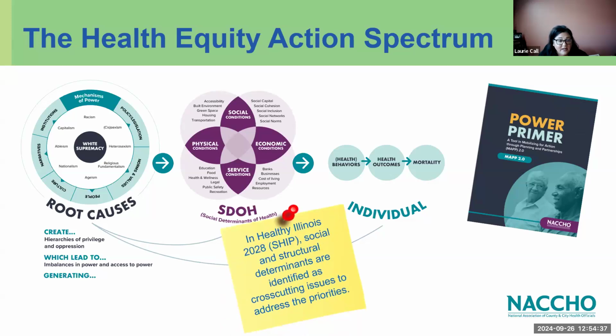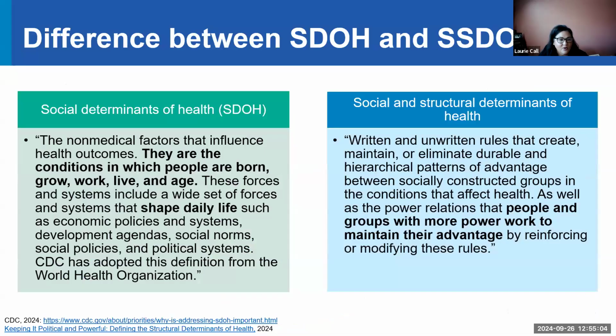And it's here I just wanted to point out that in Healthy Illinois, in the State Health Improvement Plan, social and structural determinants are identified as cross-cutting issues to address the priorities. And one of the 5 top priorities is racism as a public health crisis. So we do have support from the Illinois Department of Public Health to be addressing this type of work.